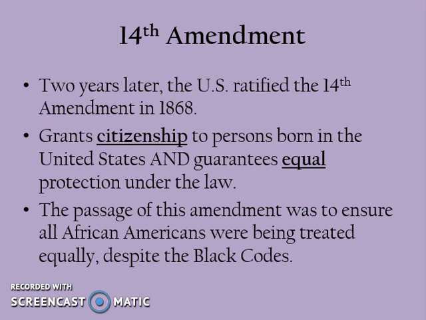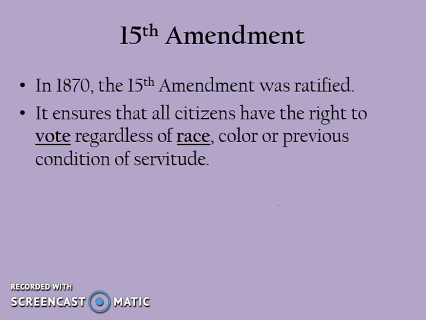Congressional Reconstruction is going to go a step further with the 15th Amendment. In 1870, the 15th Amendment was ratified. It's going to ensure that all citizens have the right to vote, regardless of race, color, or previous condition of servitude. People in Congress wanted to make sure that African Americans had their rights protected. And one of the main ways that they could make sure of that is to make sure that African Americans could vote.